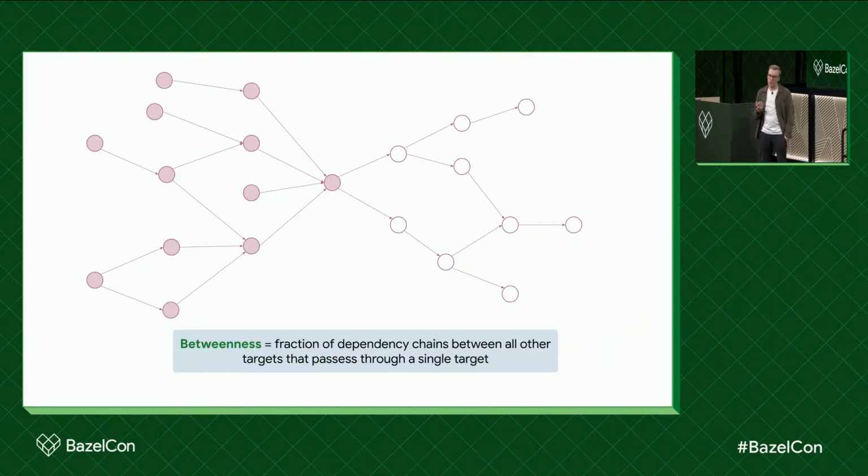A related score is something called betweenness, which you might recognize from the field of graph analysis if you're familiar. And this is basically the fraction of all dependency chains that pass through a single target. So this can also help to identify those culprits in the middle that, if we can cut them out and isolate them, can have a large positive impact.